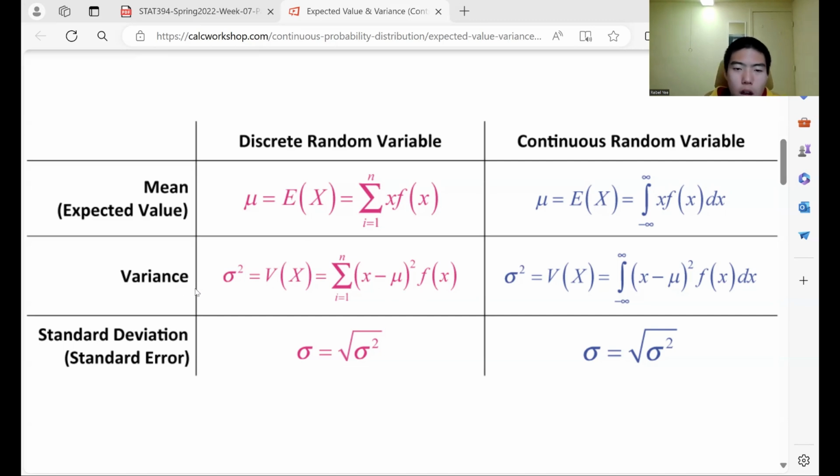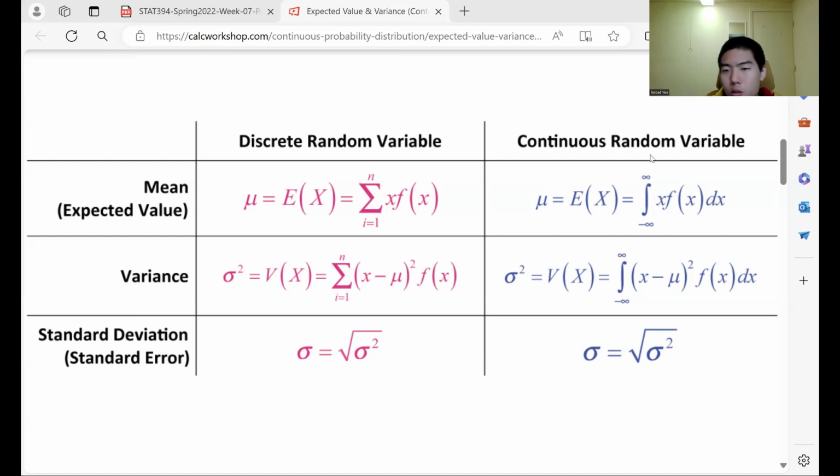Because remember, variance is just a transformation of expected value. So the g function becomes (x minus mu) squared. This is a transformation, and we can view it in that way as well. And standard deviation is just the square root of the variance.